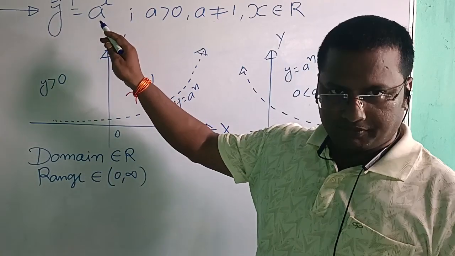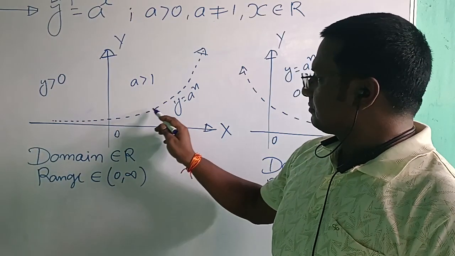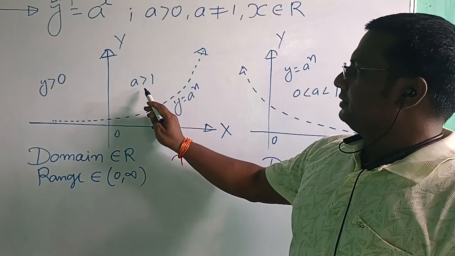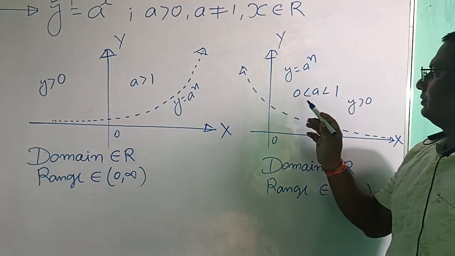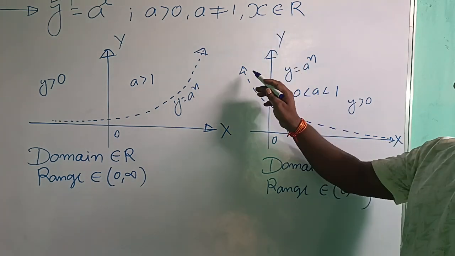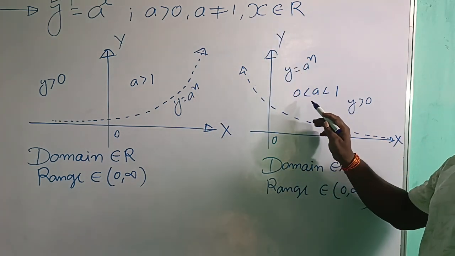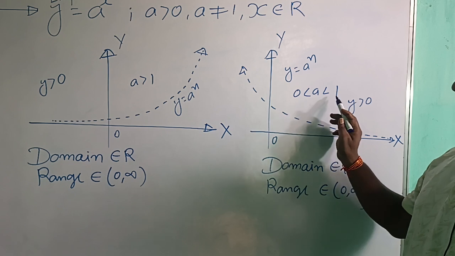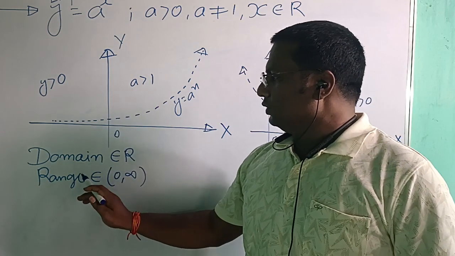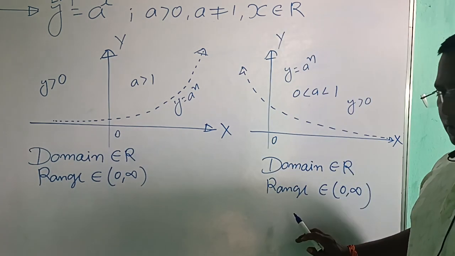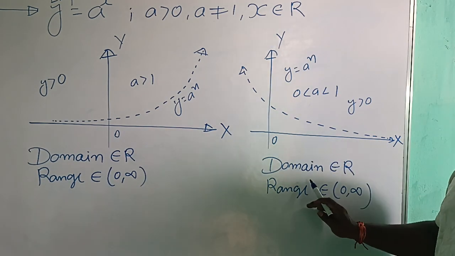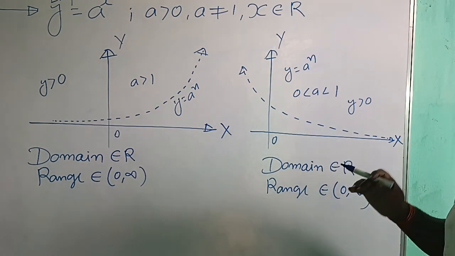The graph of this exponential function is just like this if a is greater than 1. Okay, and the graph of this exponential function is like this if a belongs to (0, 1). So in this case domain belongs to R, range belongs to (0, infinity). In this case also, domain belongs to R, range belongs to (0, infinity).